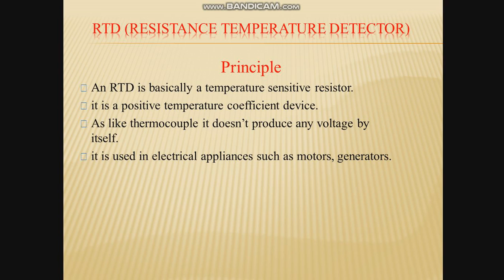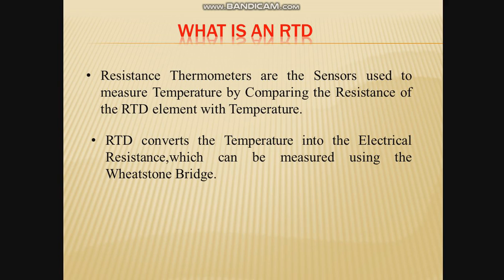Basic principle: an RTD is basically a temperature sensitive resistor. It is a positive temperature coefficient device. Like a thermocouple, it doesn't produce any voltage by itself, which means it is a passive type sensor. It is used in electrical appliances such as motors and generators.